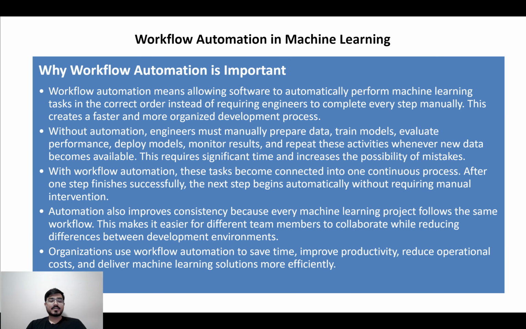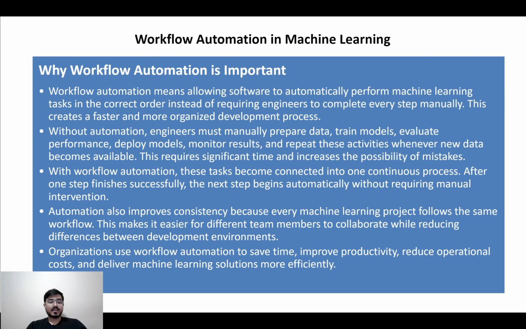So now let's connect everything we have learned so far. We have talked about pipelines, Model Registry, continuous integration, and continuous deployment. All of these technologies work together to support workflow automation. Workflow automation simply means allowing software to complete machine learning tasks automatically in the correct order instead of requiring engineers to perform every step manually. Imagine washing clothes. You could wash each piece by hand, dry it separately, and iron every one at a time.